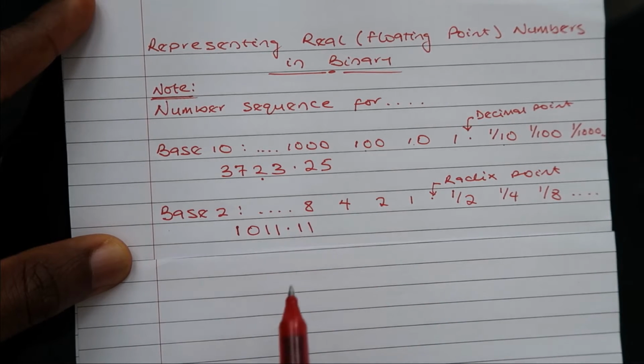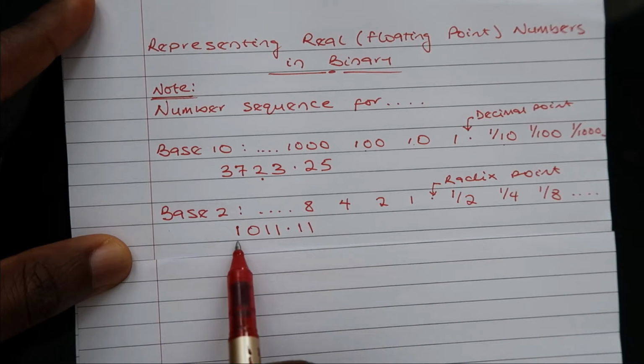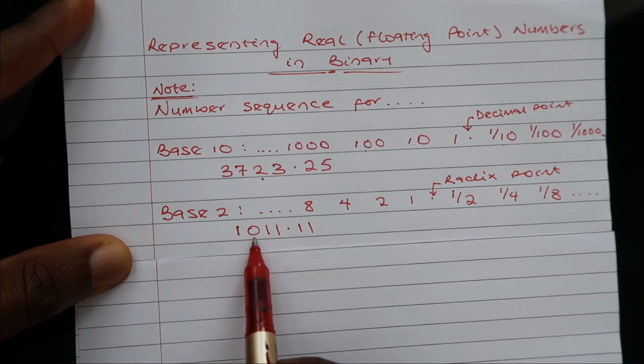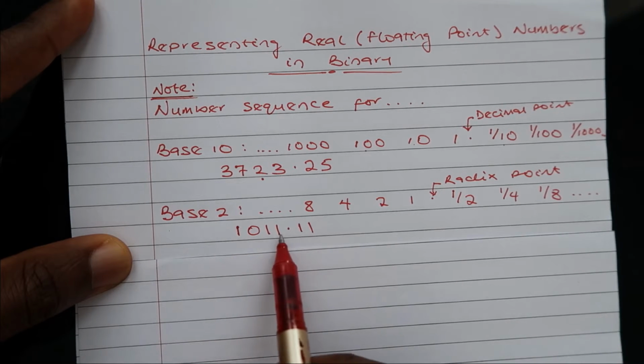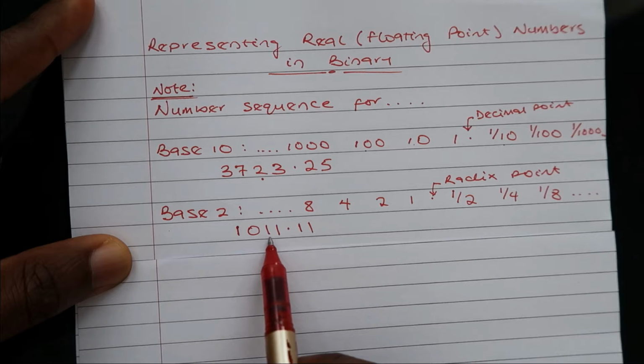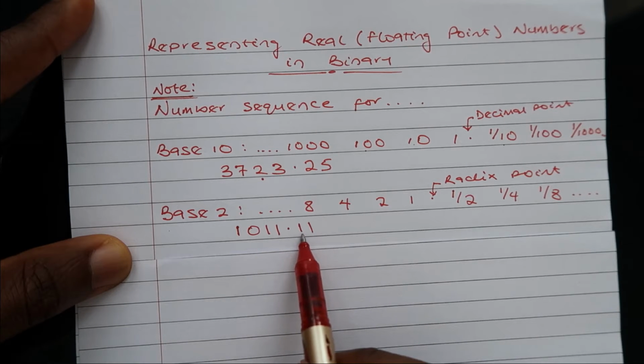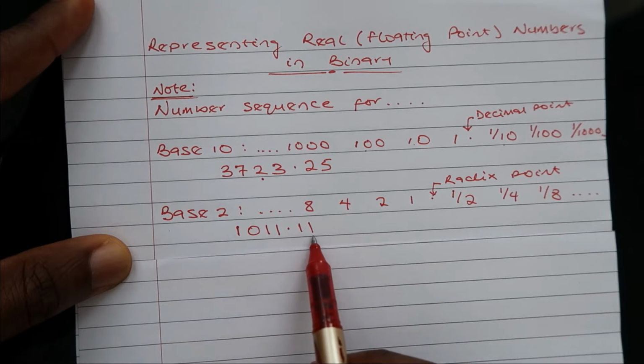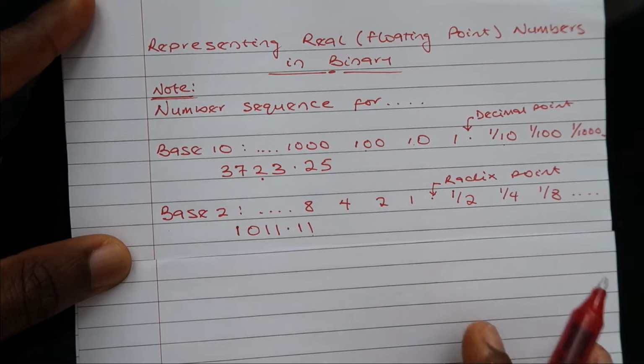So technically speaking, with a number like 1011.11, this value here we know is to 8, that 0 is 4, but it doesn't count because it's null, it's 0, then 2, and that value there is 1. Now this value here becomes 1 over 2, and this value here becomes 1 over 4, and then it carries on that way.